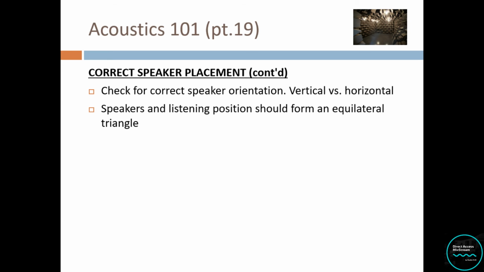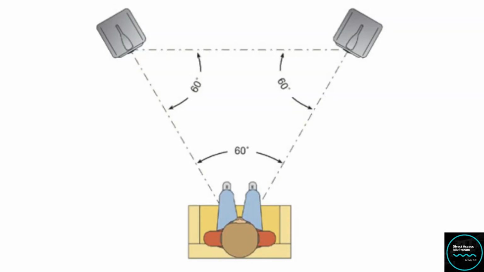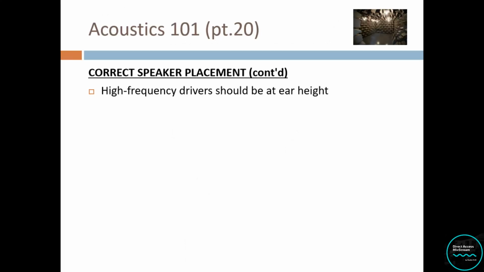So speakers and listening position should form an equilateral triangle. What's an equilateral triangle? Equilateral here means that the angles between all three sides are the same: 60 degrees, 60 degrees, 60 degrees. Your high frequency drivers, that means your tweeters, should be at least the same height as your ears.